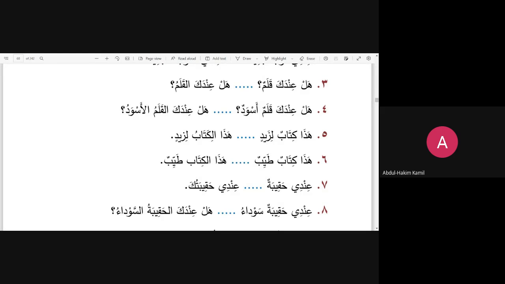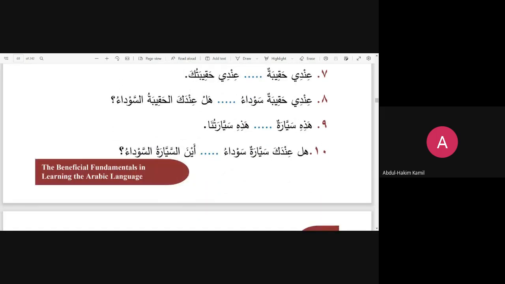Tayyab, what does this mean? Indi haqibatun sawda'. I have a black bag. Tayyab, hal indak al-haqibatu sawda'u? Al-haqibatu sawda'u. You guys have to go straight to that alif lam, straight to that shadda, I mean. Al-haqibatu sawda'u. Tayyib.